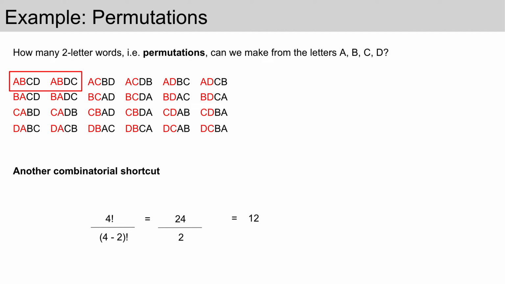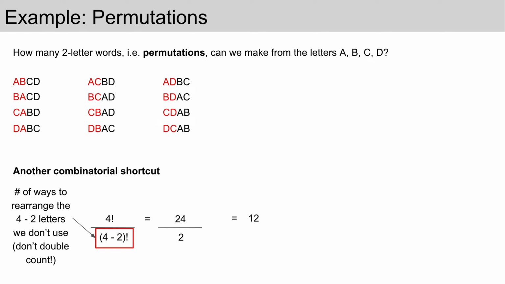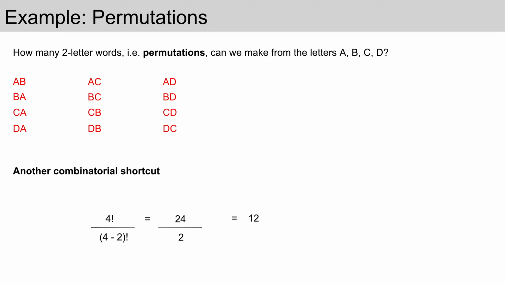To get rid of these, we can count up how many ways that we can rearrange the 4 minus 2 letters that we don't want to use in our final word. Here that number is 2. We can rearrange the last 2 letters C and D as CD or DC and still get the same 2-letter word, AB. Dividing by this factor then removes the double counts. And focusing just on the first 2 letters again gives us our 12 official words.